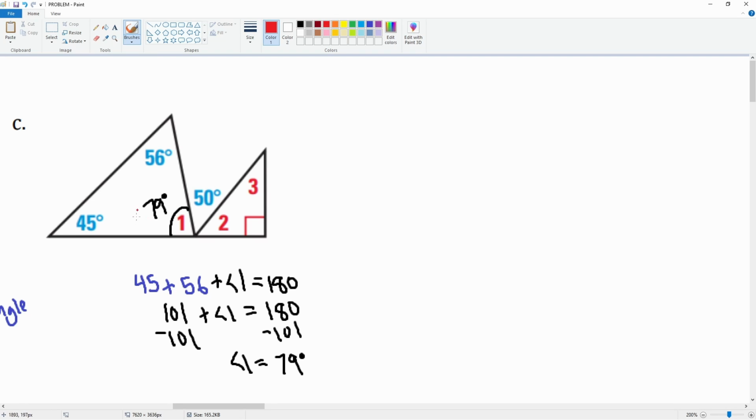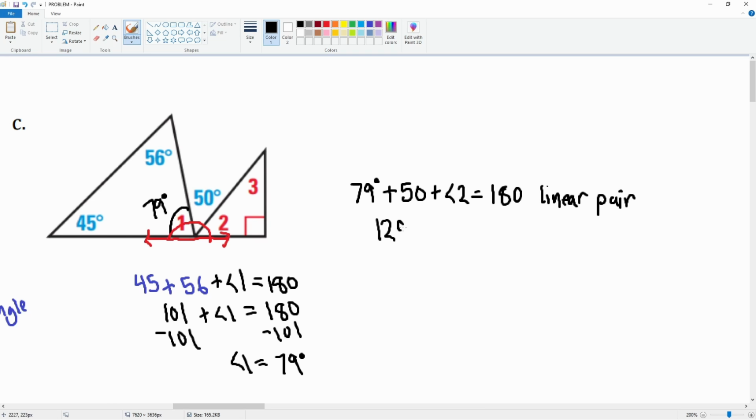Take a look at this here. This forms a linear pair. So we can say 79 degrees plus 50 degrees plus angle 2 is equal to 180, and this is because of linear pairs. The angles here make up a straight line. So 79 degrees plus 50 degrees gets you 129, plus angle 2 is equal to 180. Subtract 129 from both sides. This cancels, leaving you with angle 2 is equal to 180 minus 129. That gets you 51 degrees. So angle 2 here is 51 degrees.